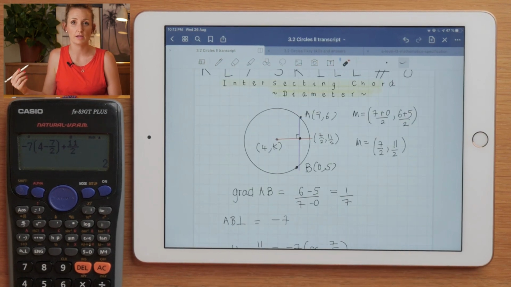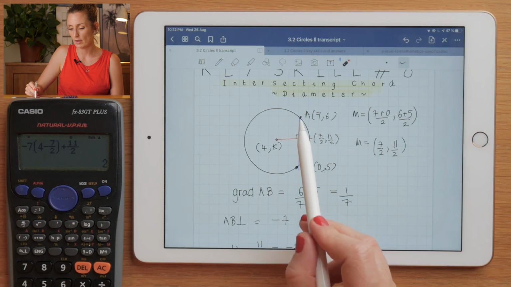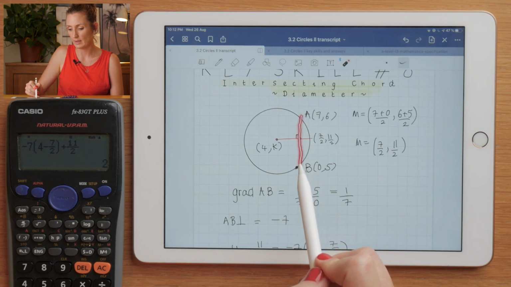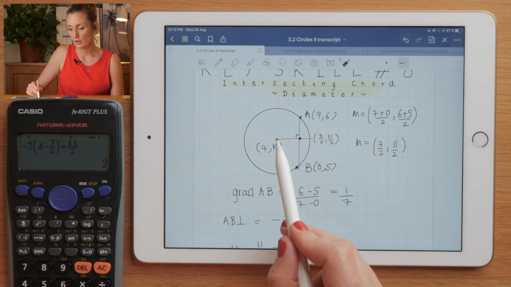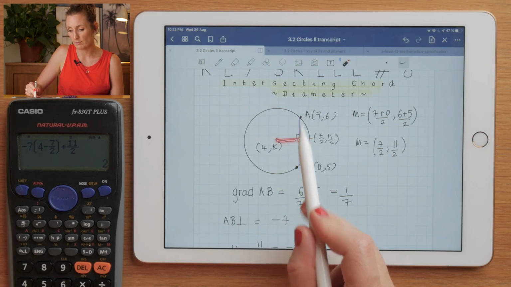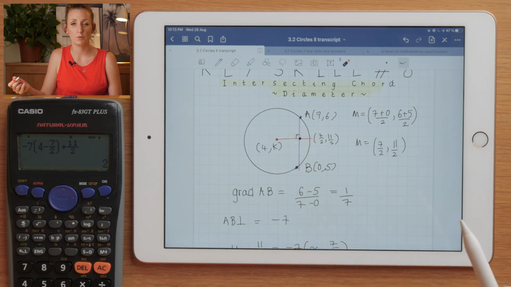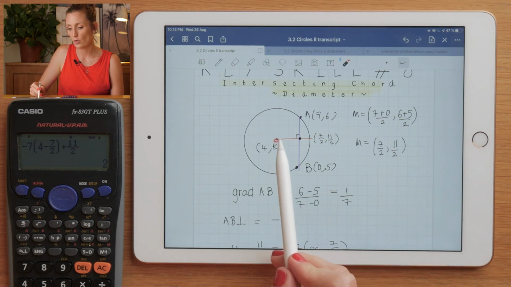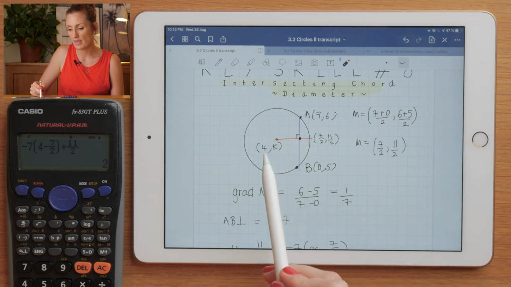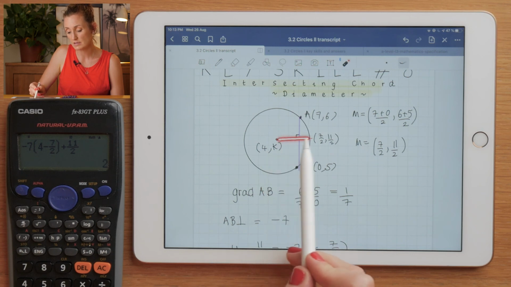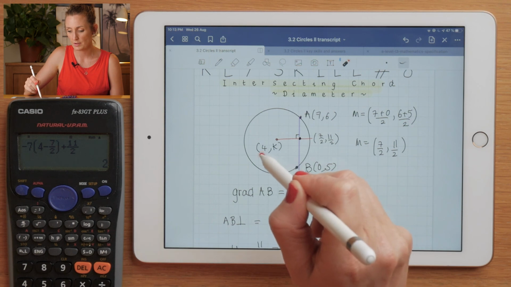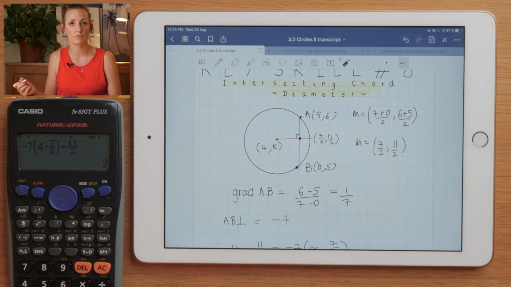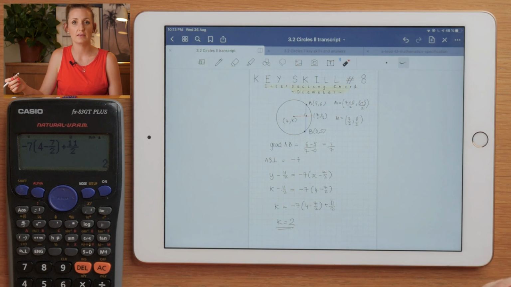I'm just going to briefly recap from the method. We know that if we've got the chord here, the line that passes through the center, which we want to find out, goes also through the midpoint of AB because it's cut in half, and it's perpendicular because of the right angle. We use both of those pieces of information to get an equation for the radius. And then once we've got the equation for this specific radius that's passing through the middle of here and is perpendicular to it, we just plug in this for x, this for y, and solve for k. And that wraps up key skill 8.